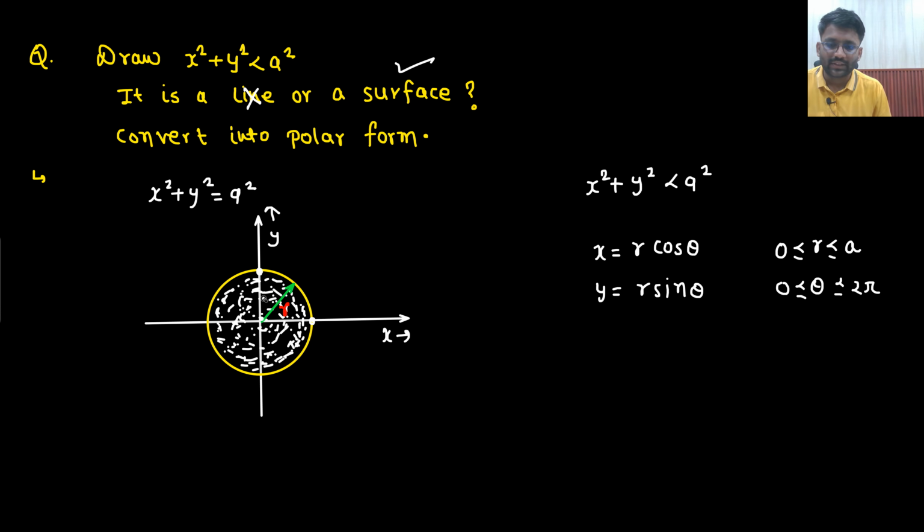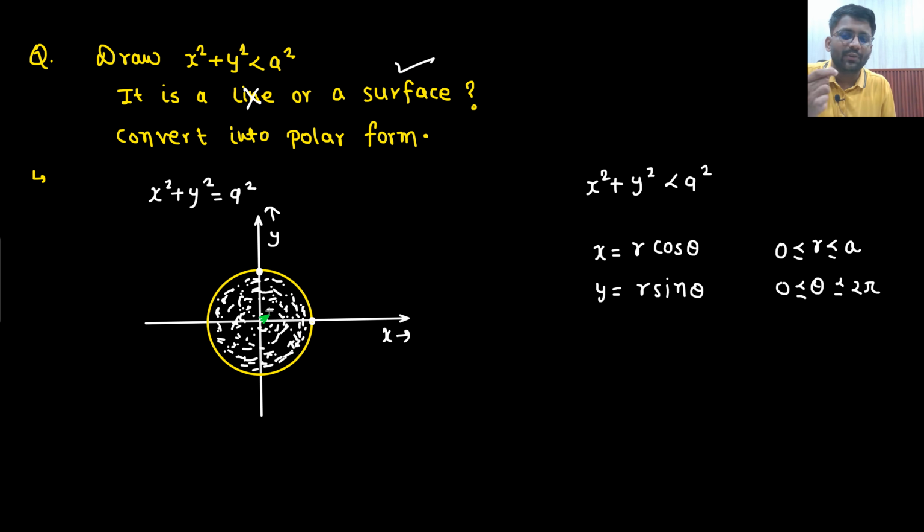Just think about it. I will take this vector. Yes, just I will take this vector. r is going from 0 to a, and theta is moving from 0 to 2 pi.